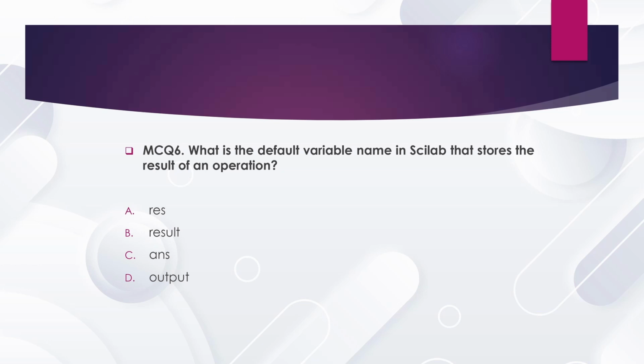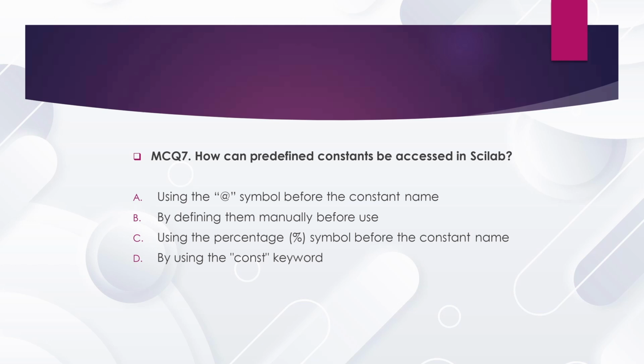What is the default variable name in Scilab that stores the result of an operation? Take a moment to think about your answer. The correct answer is option C, ans. Here is the second question. How can predefined constants be accessed in Scilab? Take a moment to think about your answer. The correct answer is option C, using the percentage symbol before the constant name.